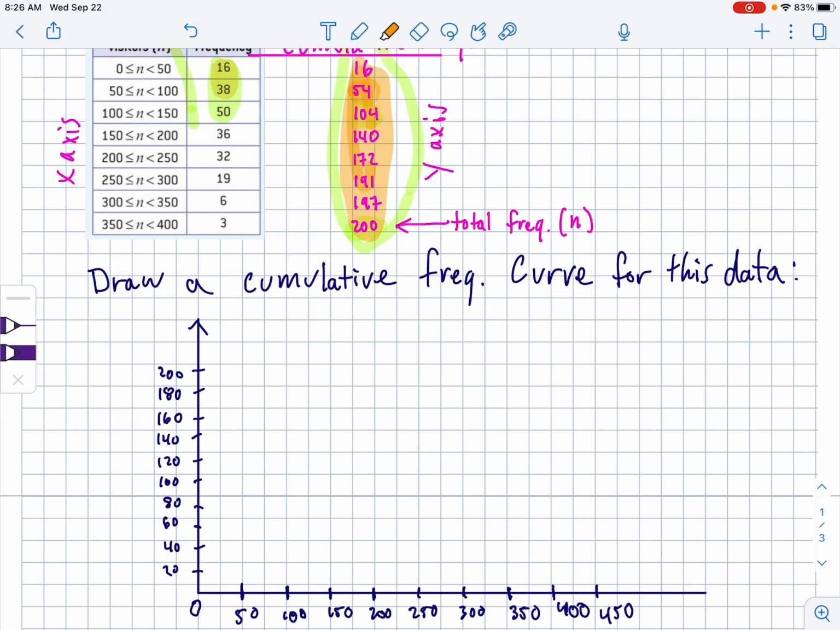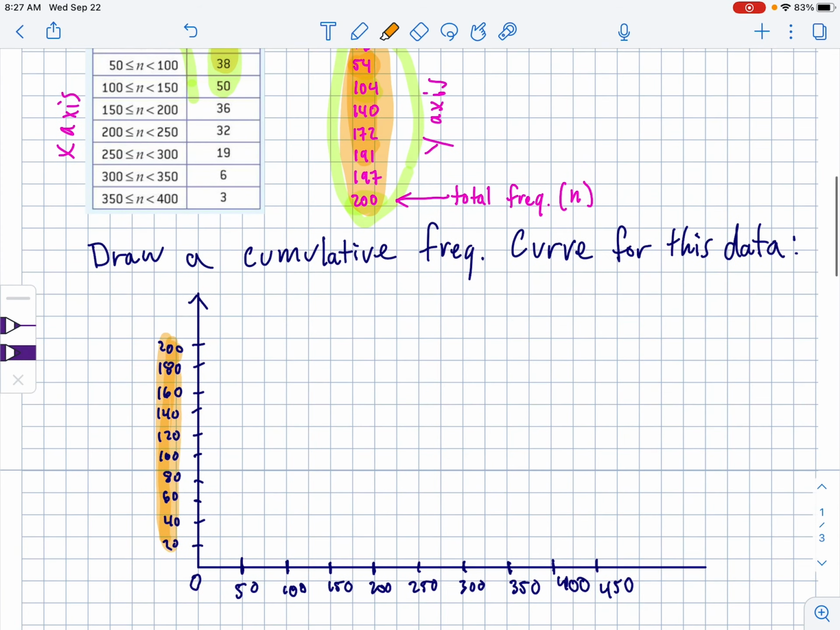Let's get the orange back. These guys are your y-axis, so they go from 0 all the way up to 200. So I made sure that these are here. Oh, look at that. I didn't label my axes. Bad math teacher. Okay, this is your frequency. And then the x-axis are the actual scores. So these are the number of visitors to OMSI.